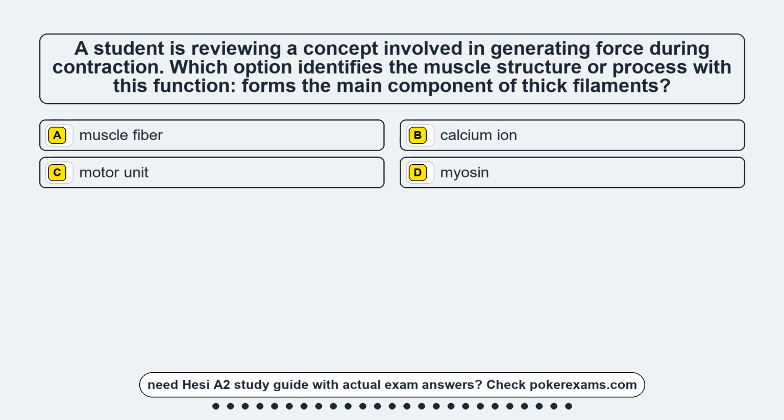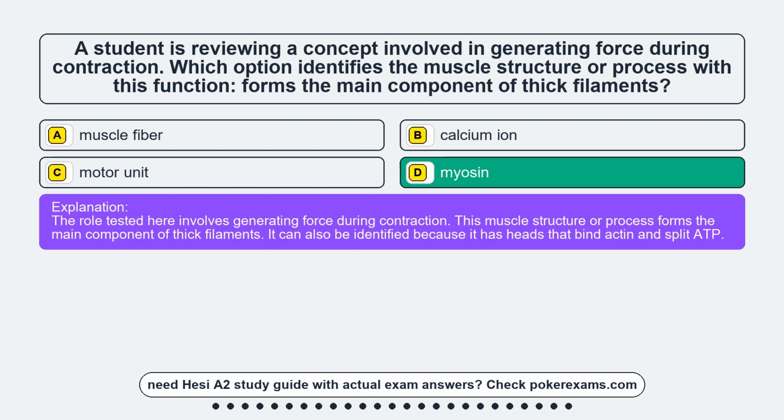Question 4. A student is reviewing a concept involved in generating force during contraction. Which option identifies the muscle structure or process with this function, forms the main component of thick filaments? Option A, muscle fiber. Option B, calcium ion. Option C, a motor unit. Option D, myosin. The correct answer is option D, myosin.